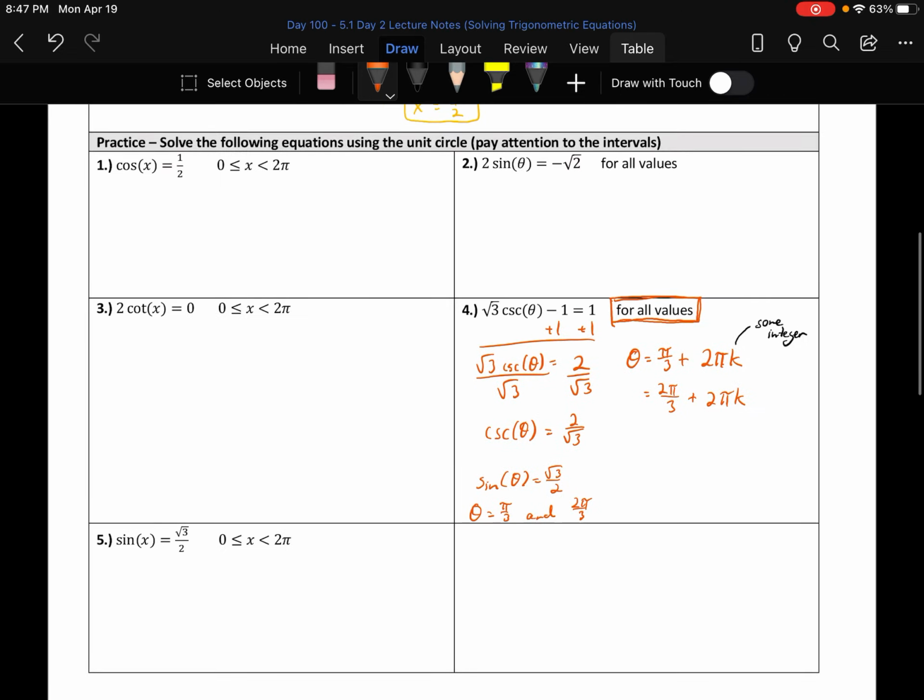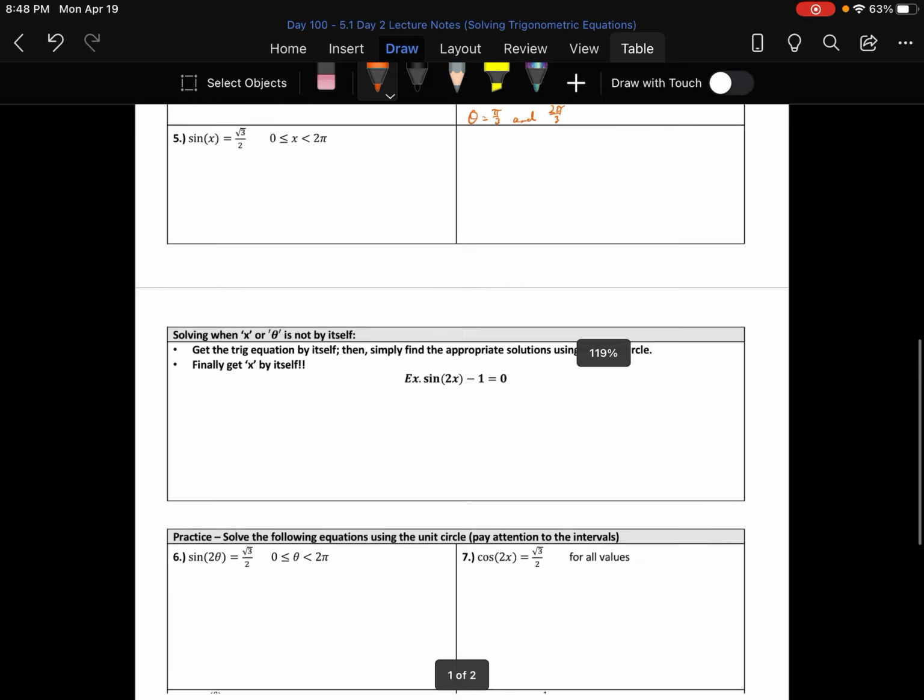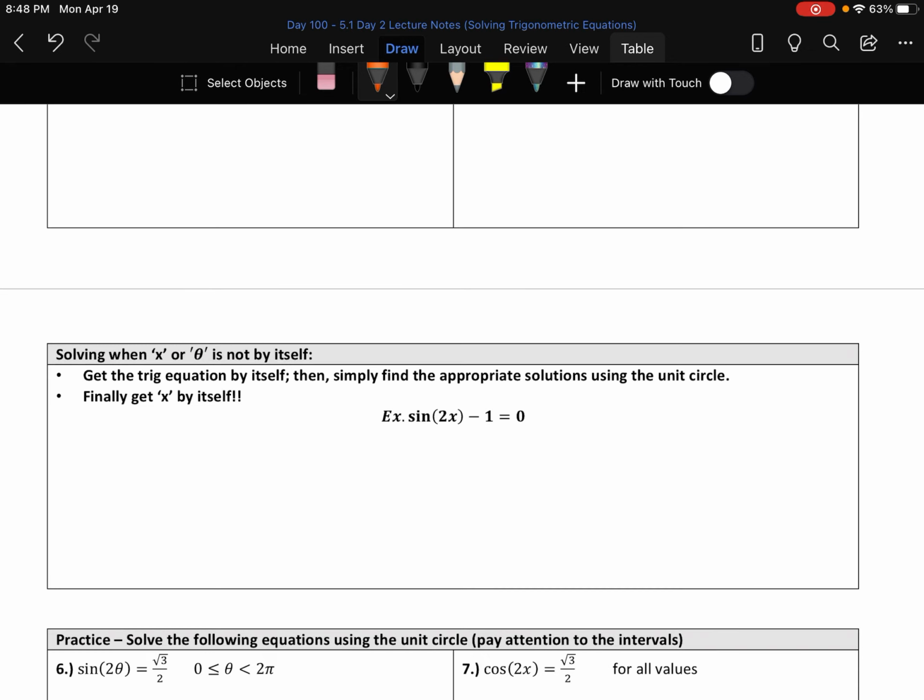The rest of the problems I want you to do on your own. So 1, 2, 3, and 5 you can do on your own. They're not much more complicated than what you saw in number 4. All right, now let's look at the next example.